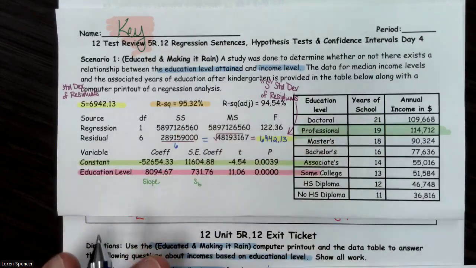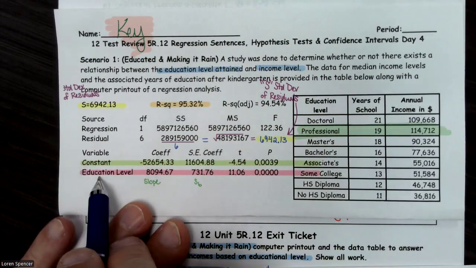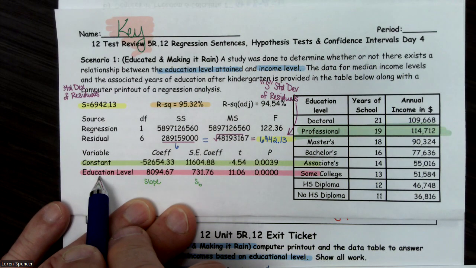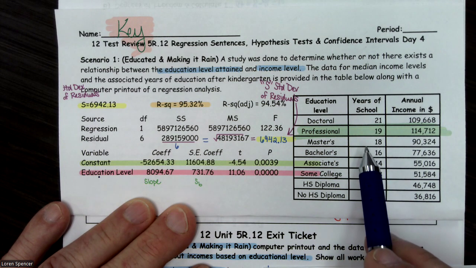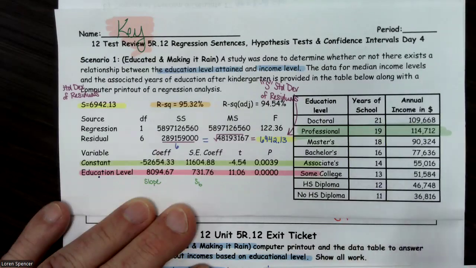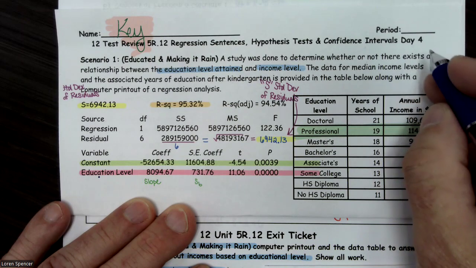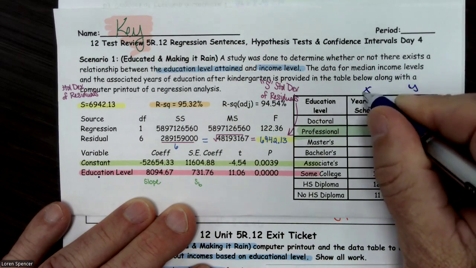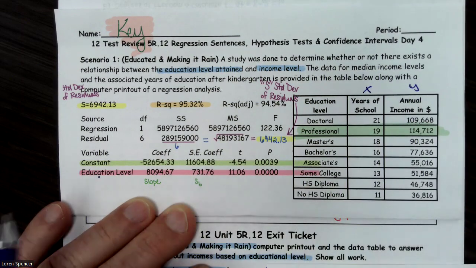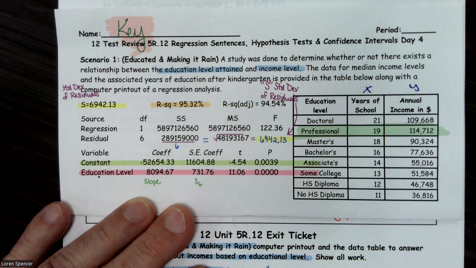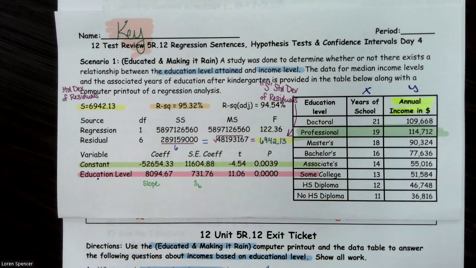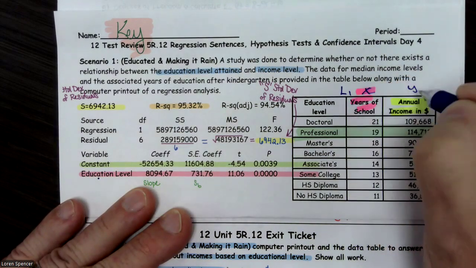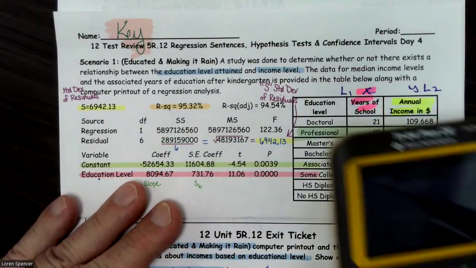So we know that these are our two variables. We don't know which one is X, but we find the context: educational level is X, which is given by the years of school, and annual income is our Y. We're going to drop these into L1 and L2.